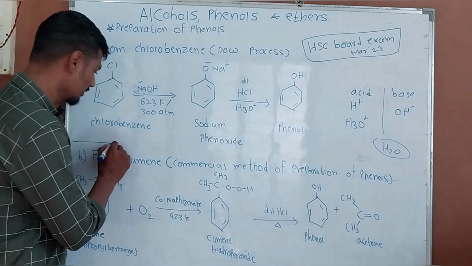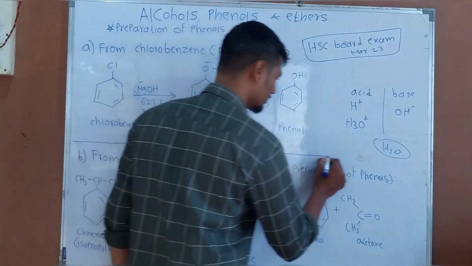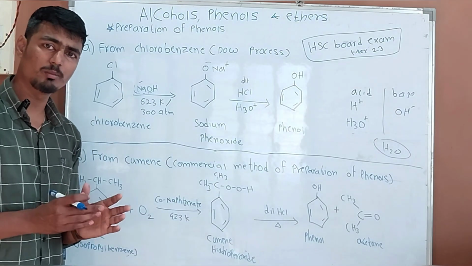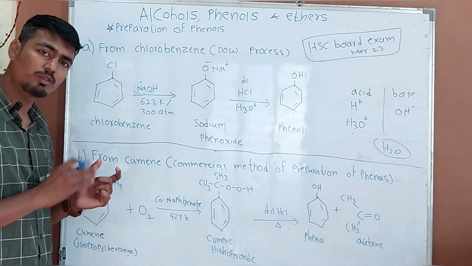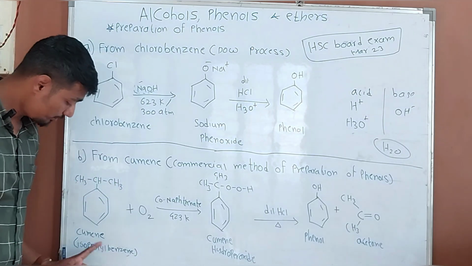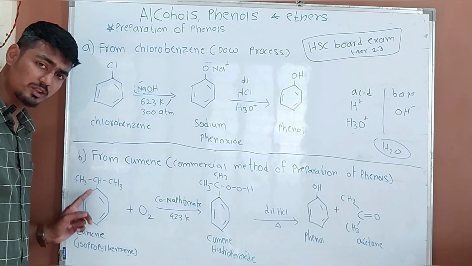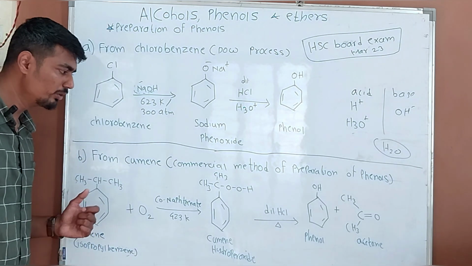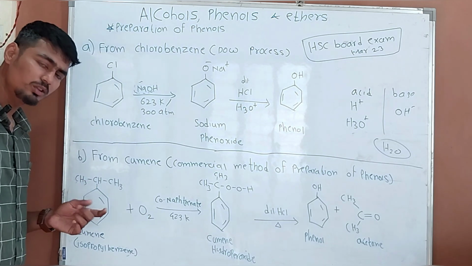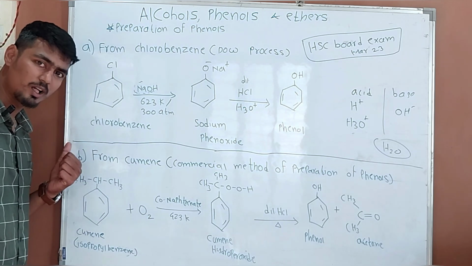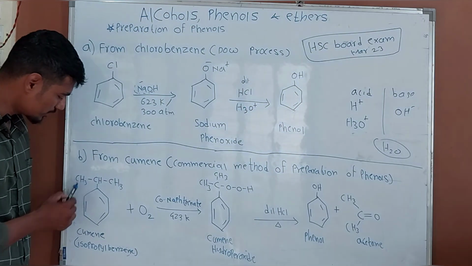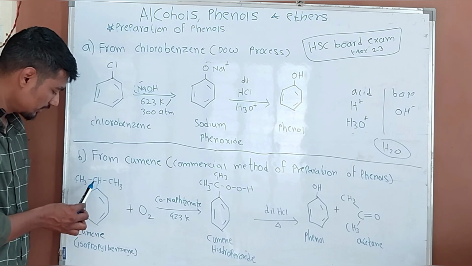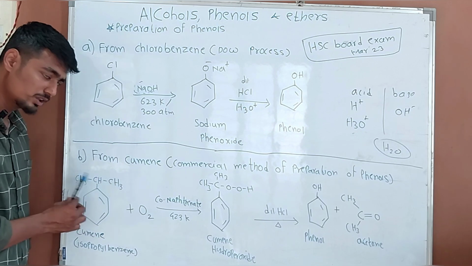Our next process is from cumene, which is also called the commercial method of preparation of phenols. Question will be asked: how will you prepare phenol from cumene, or from isopropyl benzene? The cumene structure is this, isopropyl benzene. Or what is the commercial method of preparation of phenols, or how will you prepare phenol and acetone from cumene? Any question can be asked. Now see, this is cumene. Cumene means isopropyl benzene. Benzene ring is there, and propyl means 3 carbons. Iso means it is attached to the middle carbon, and 2 CH3 groups are there.